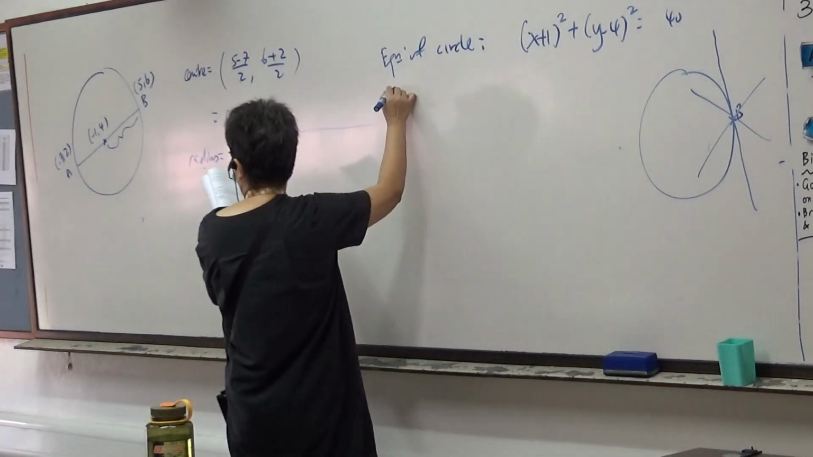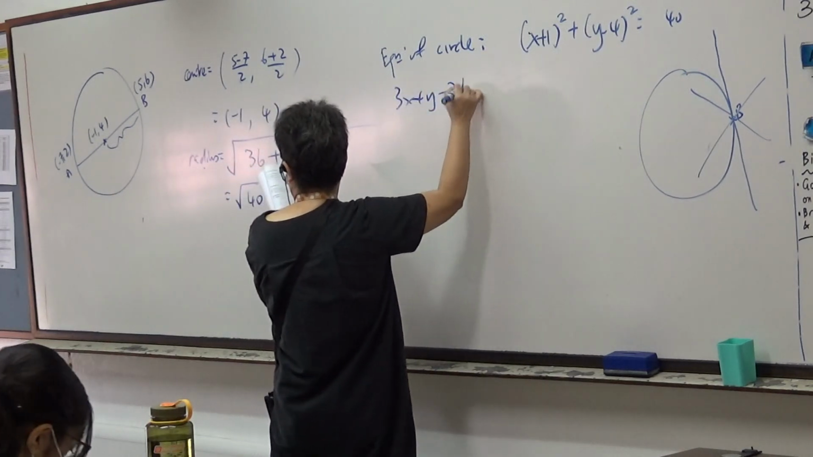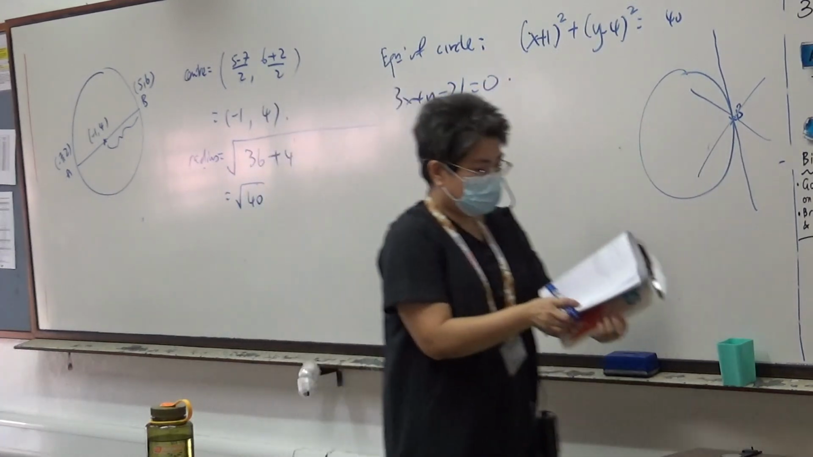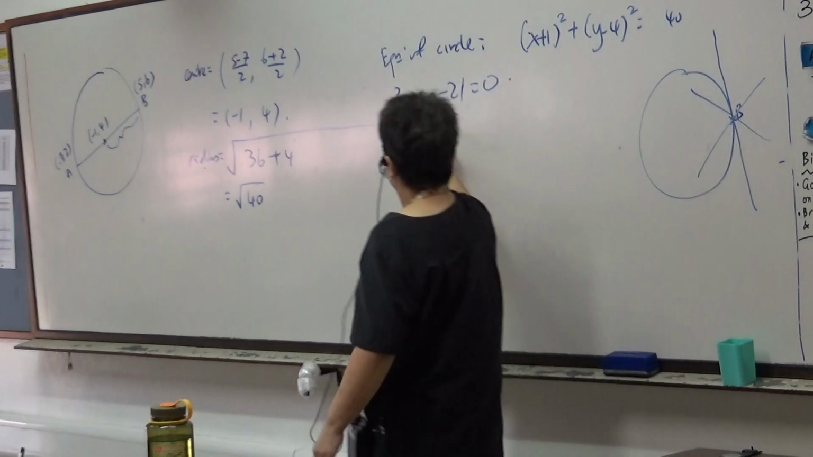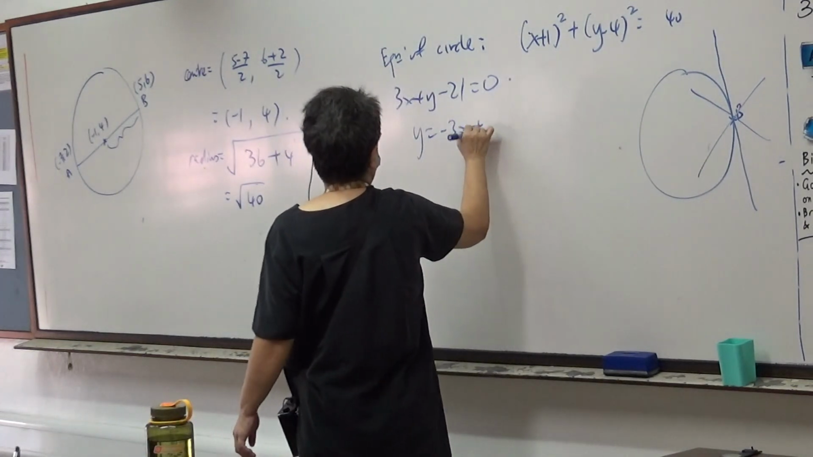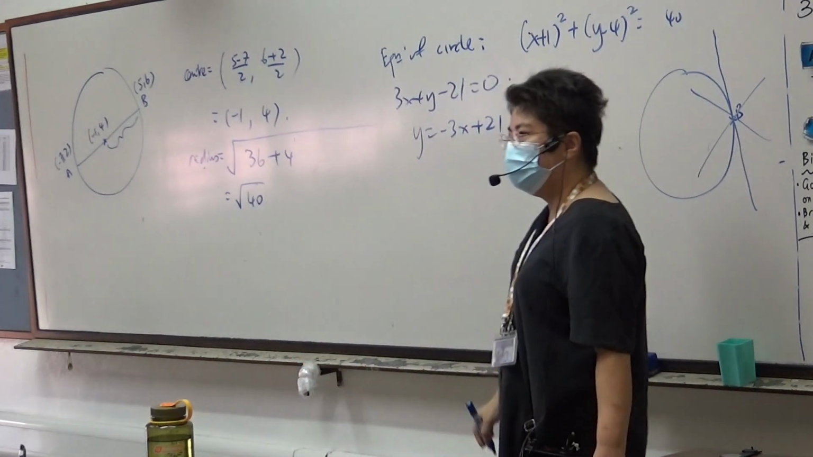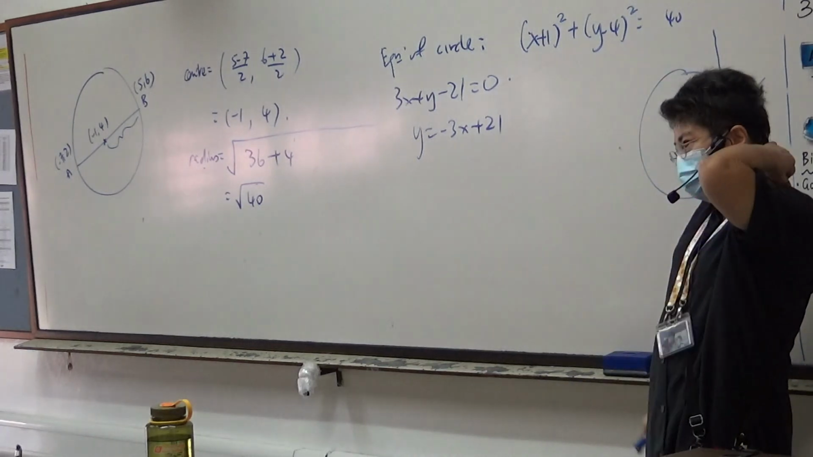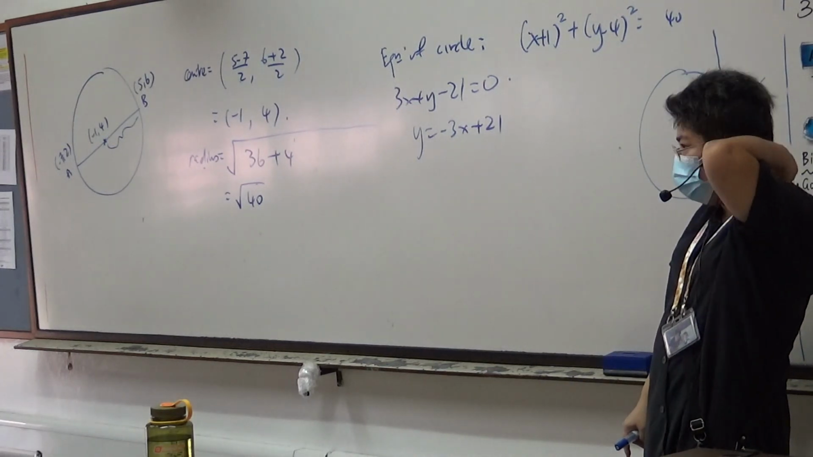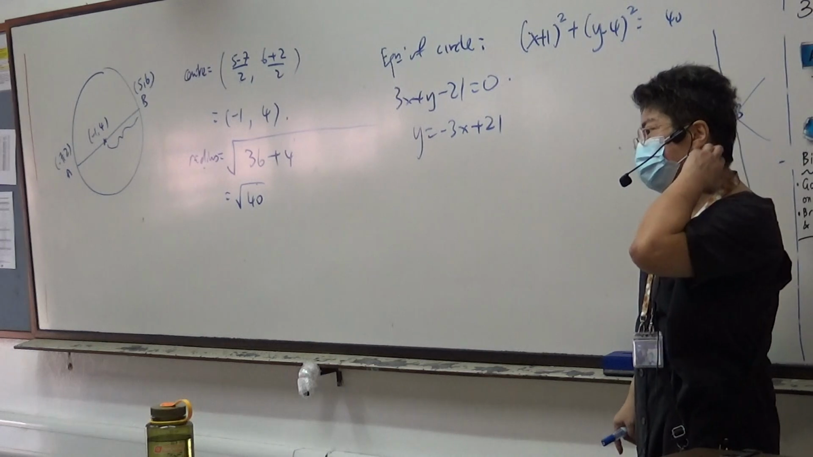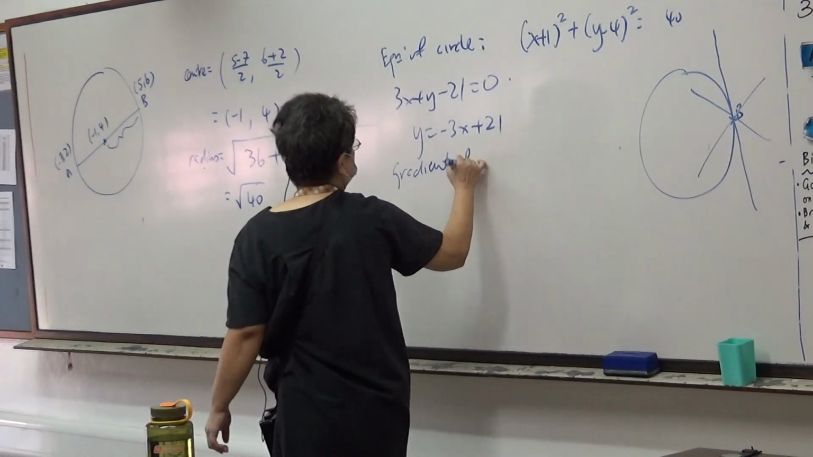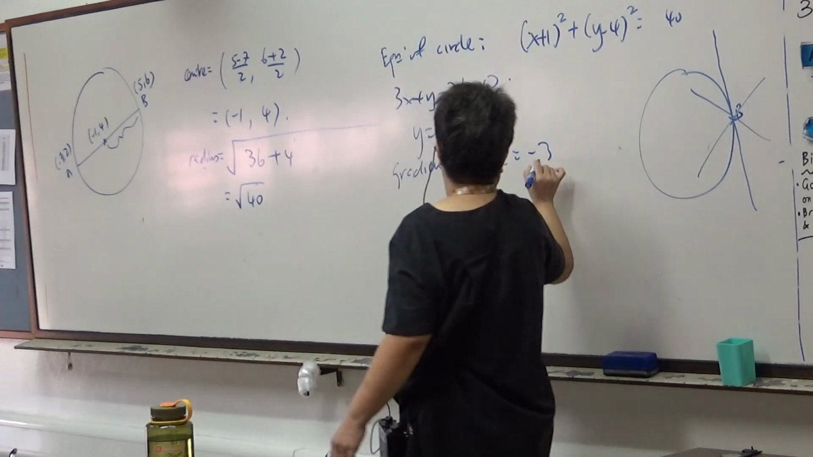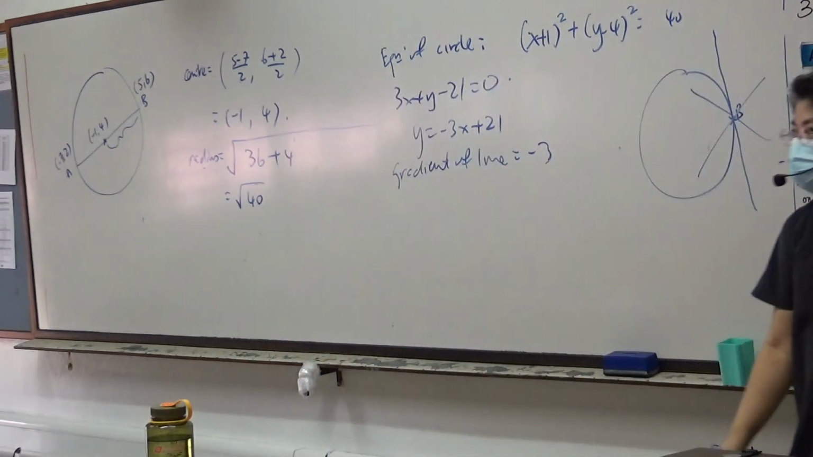The equation of the line is this. Okay, we slowly do. Now, I'm going to rewrite this equation. Why do you think I want to write like that? So that I can see the gradient, right? What's the gradient of the line? Gradient of the line is -3.